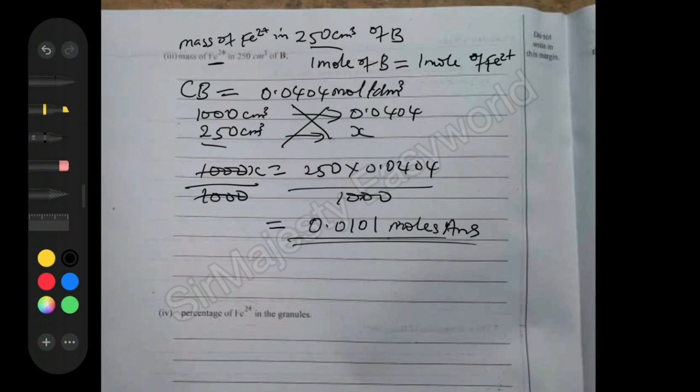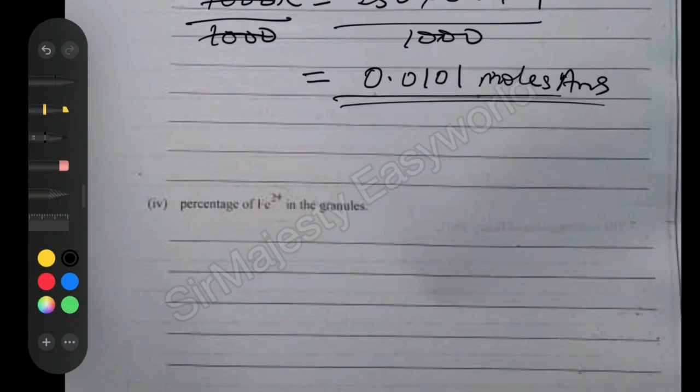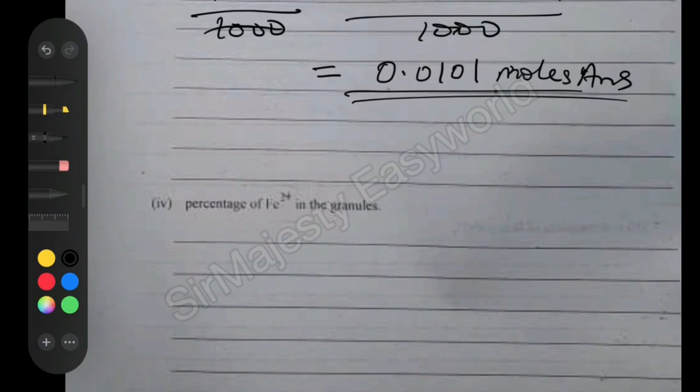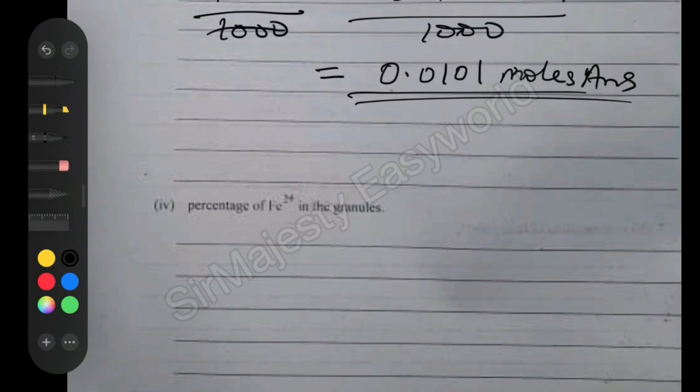Now, question IV: percentage of iron 2 ion in the granules.